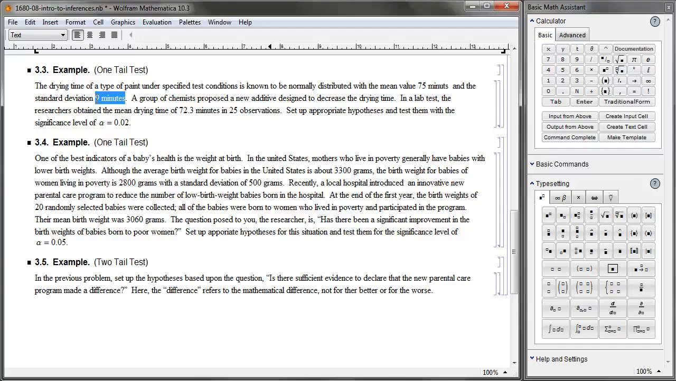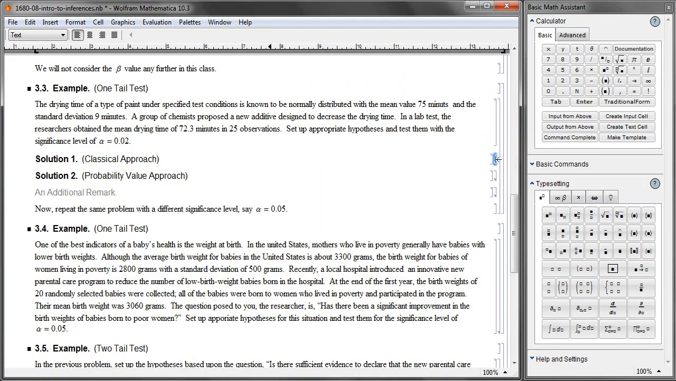A group of chemists proposed a new additive designed to decrease the drying time. So we are decreasing the drying time. So the new mu being less than 75 will be the alternative hypothesis. And in the lab test, we got x bar, the sample mean, of 72.3, with n equals 25 observations, the sample size. Now set up the hypotheses and test them with a significance level of 0.02. The area of this red area in the wing part is 0.02.